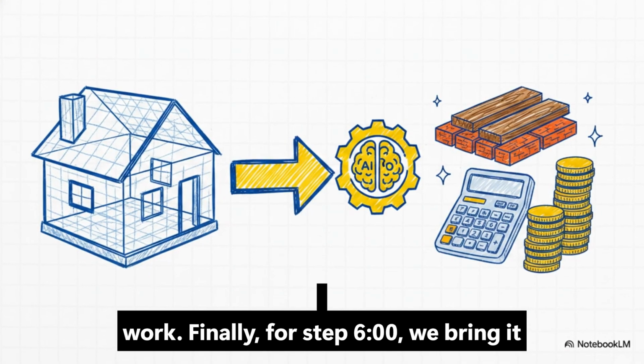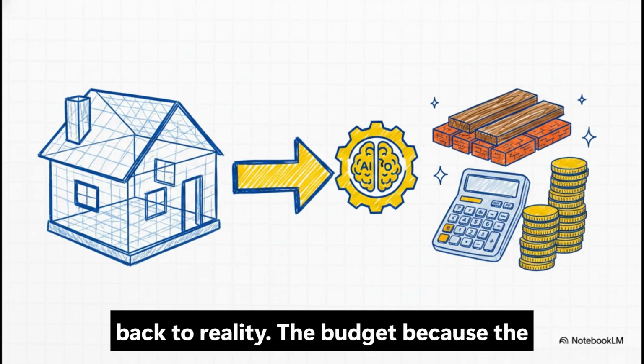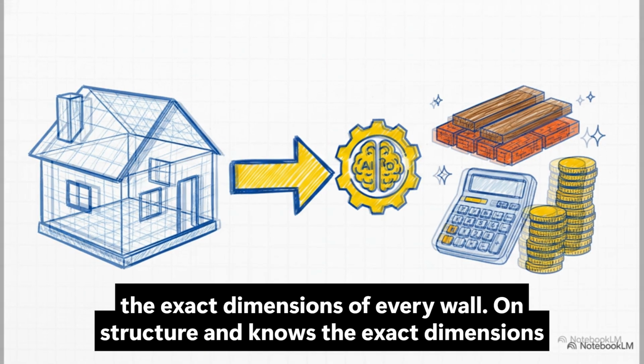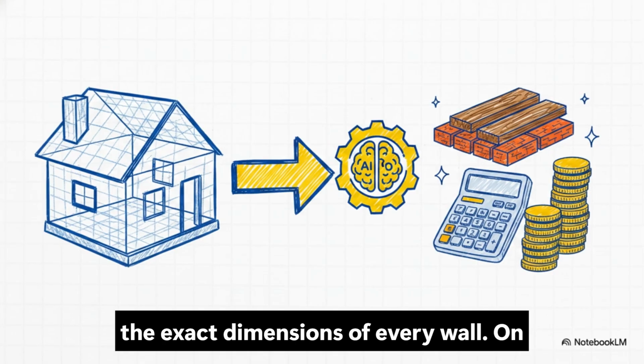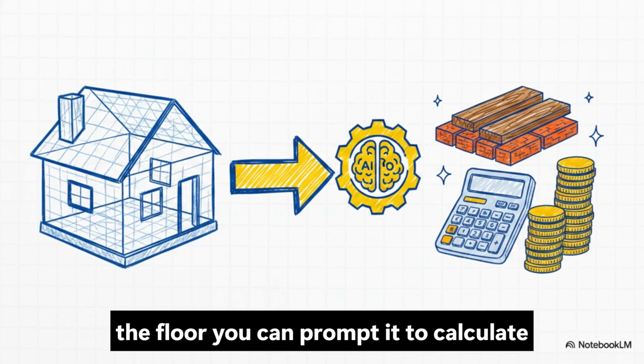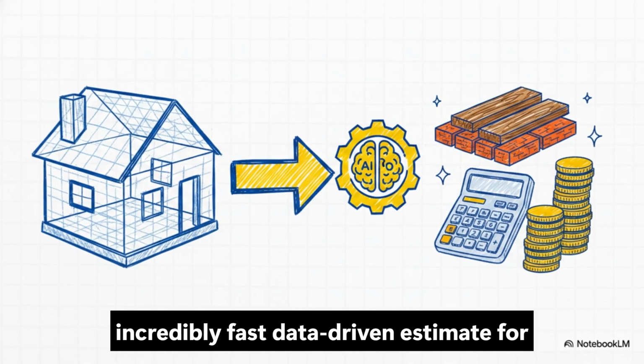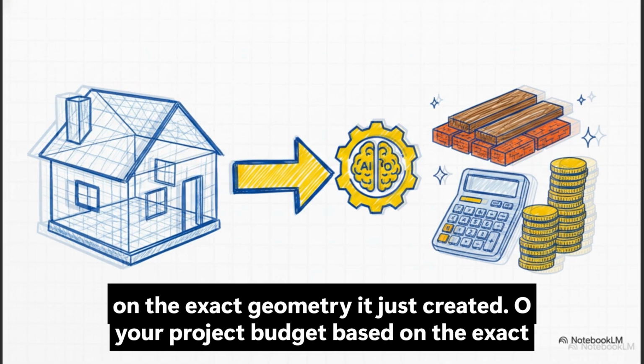Finally, for step 6, we bring it back to reality, the budget. Because the AI has mathematically mapped the 3D structure and knows the exact dimensions of every wall and floor, you can prompt it to calculate the raw materials needed. It can give you an incredibly fast, data-driven estimate for your project budget based on the exact geometry just created.